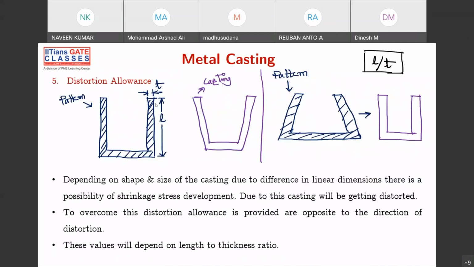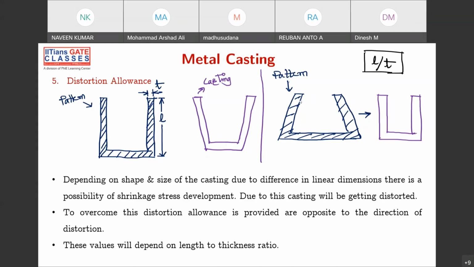So what will happen here because of this high L by T ratio? Because of this geometry, especially at these joints, the casting will take this kind of shape after removal, or sometimes it will try to take this kind of shape. That is called distortion, because of some kind of stresses that are being formed and getting adjusted.